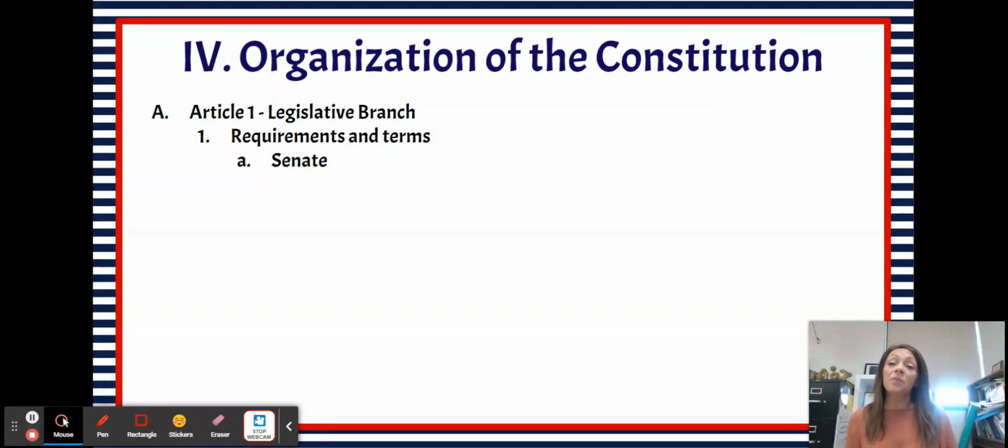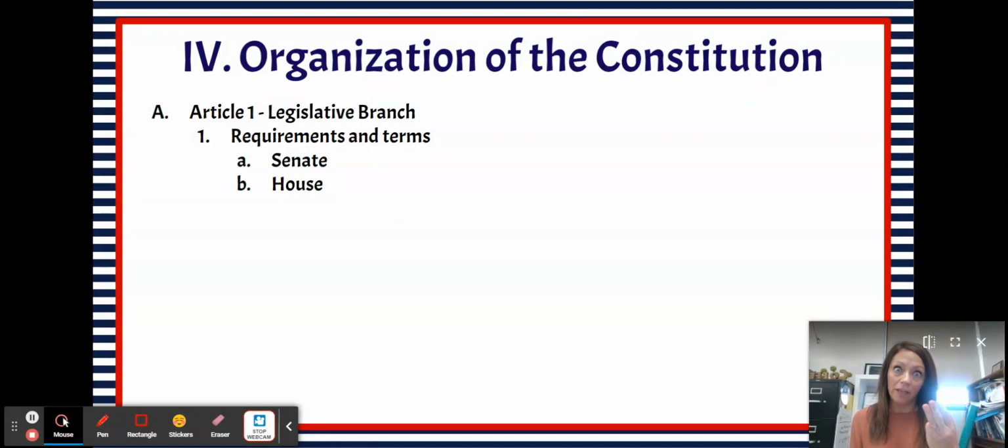So in the Senate, in order to be a senator, you have to be at least 30 years old. You have to have been a United States citizen for 9 years, and you have to have residency in the state that you're going to represent. Those are the 3 requirements to be a U.S. senator.